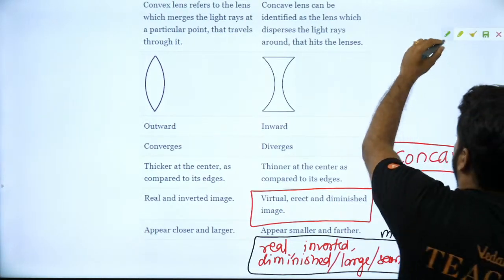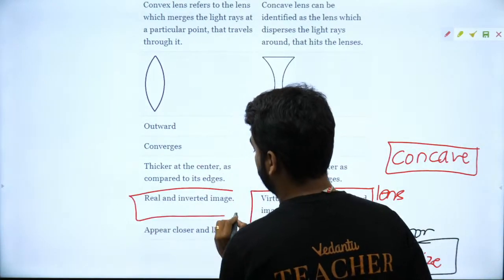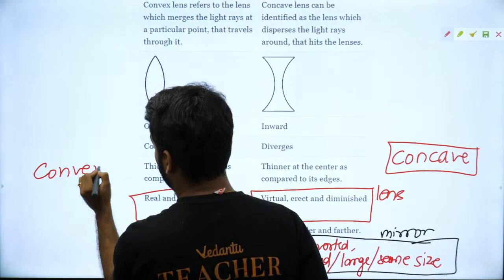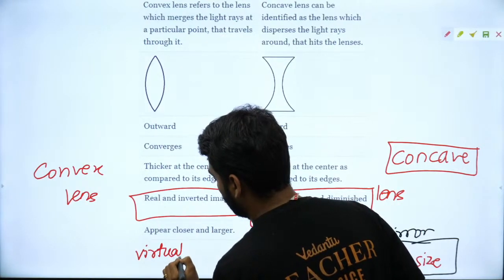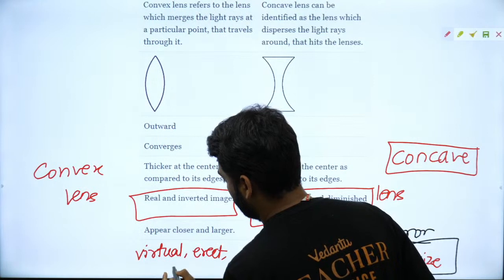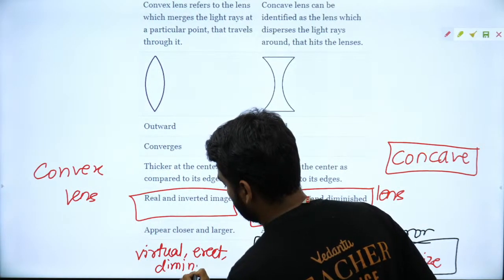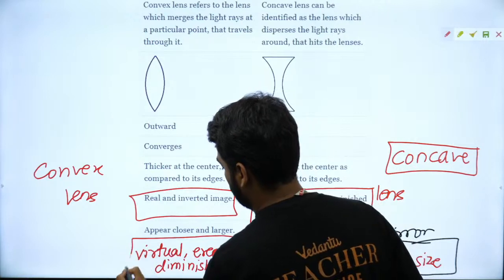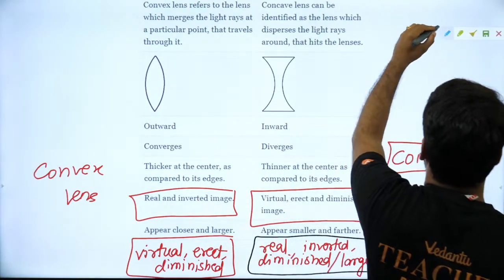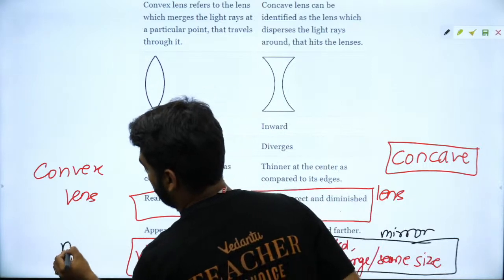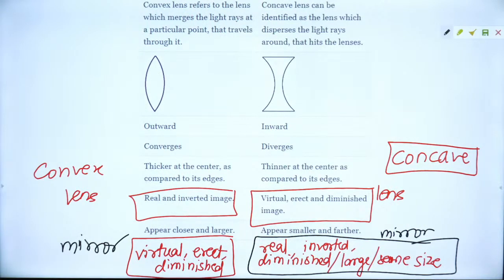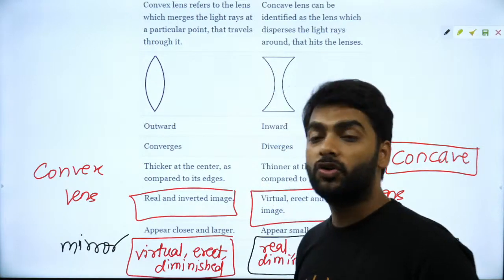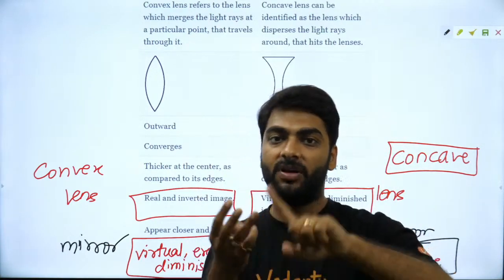Let us go there now. Real and inverted for convex lens, whereas virtual, erect, diminished. This is for mirror. Done. This is for mirror. Got it? Chalo. So guys, that was about convex lens, concave mirror, convex mirror.